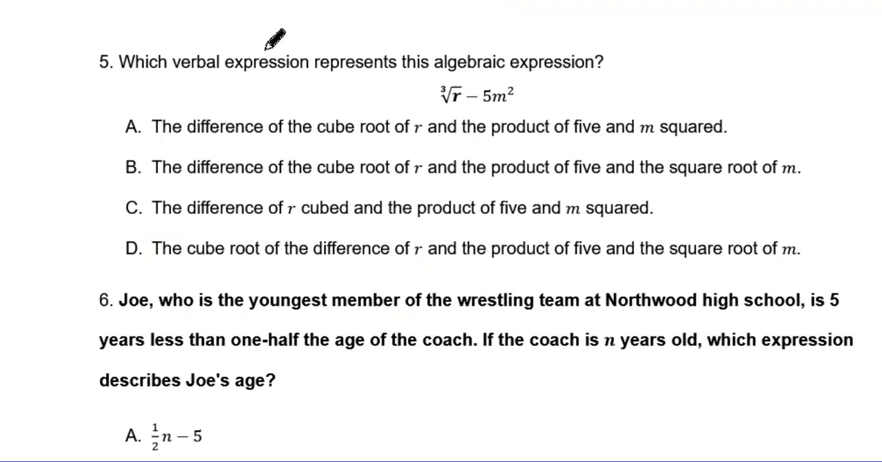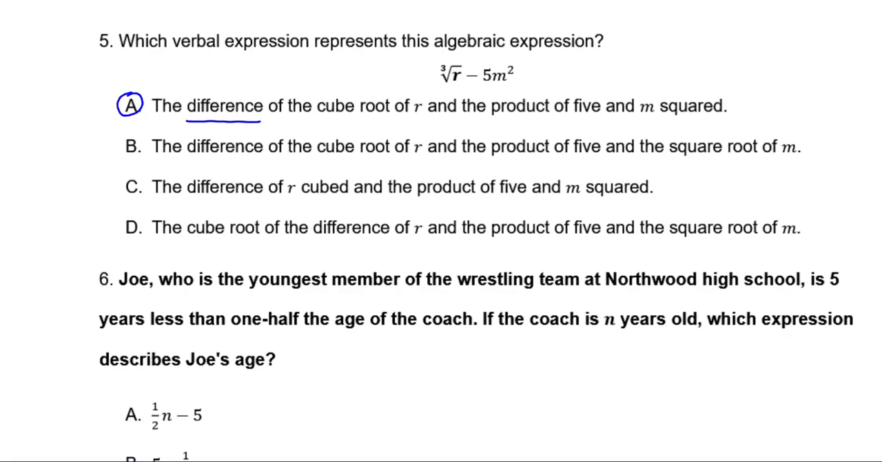All right. Which verbal expression represents this algebraic expression? There's a lot going on here. I have the cube root of r minus 5m squared. The difference is what this minus is from. So the difference of the cube root of r, yes, and the product of 5 and m squared. Well, that's the first one. Difference is subtraction, and then everything else matches.